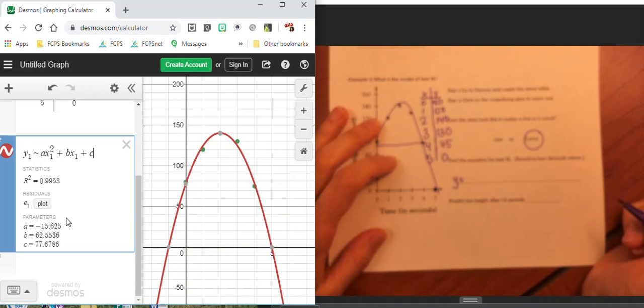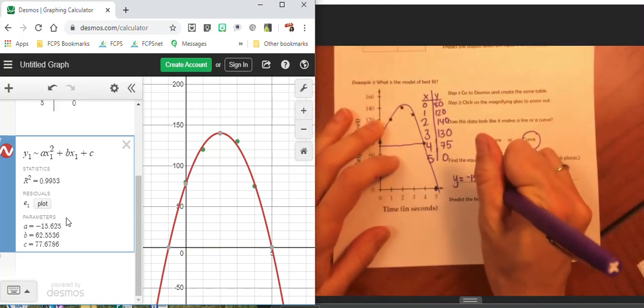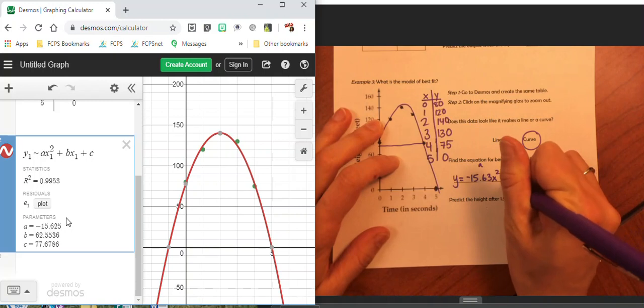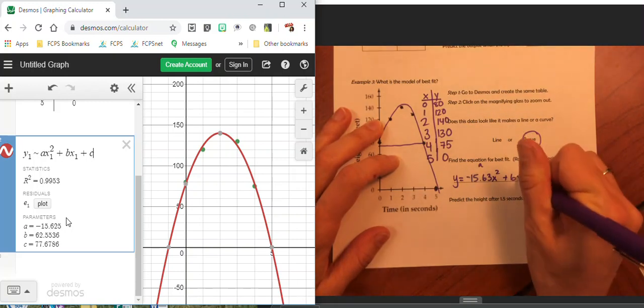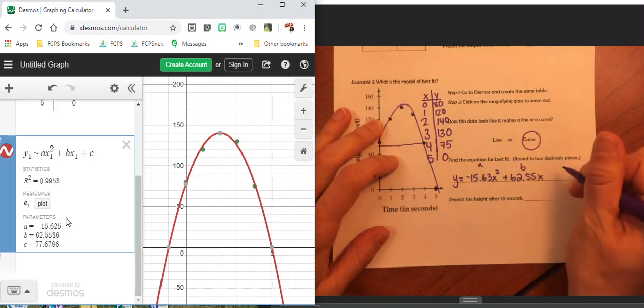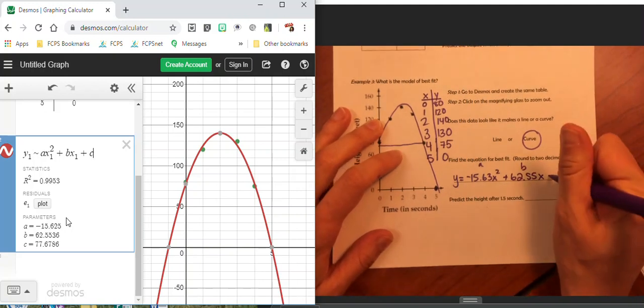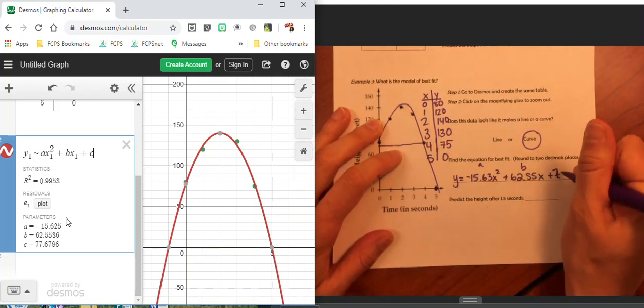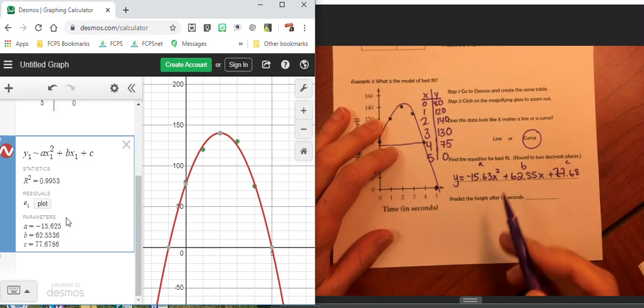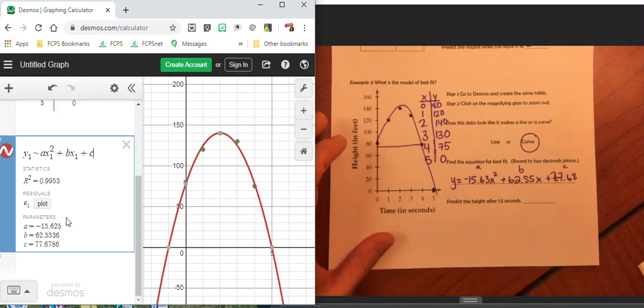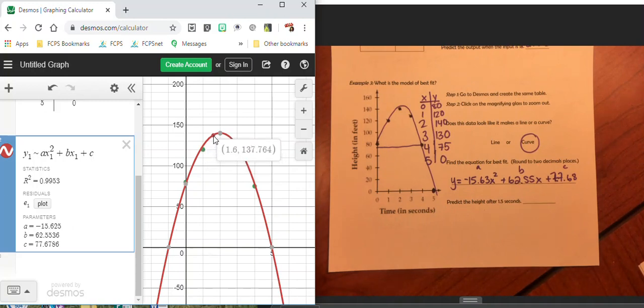And I'm going to do 2 decimal places, so negative 15.63 x squared, that was my a. b is 62.55. c is 77.68. That's my c. So this right here is the equation for the curve of best fit. And at 1.5 seconds, I am predicting that it is going to be approximately 136 feet above the ground.